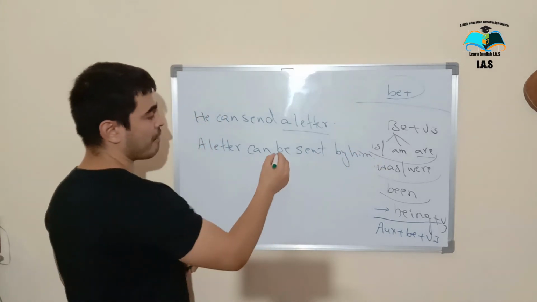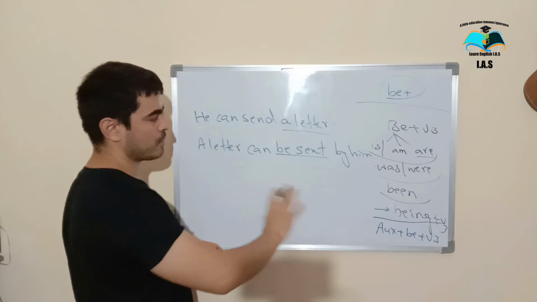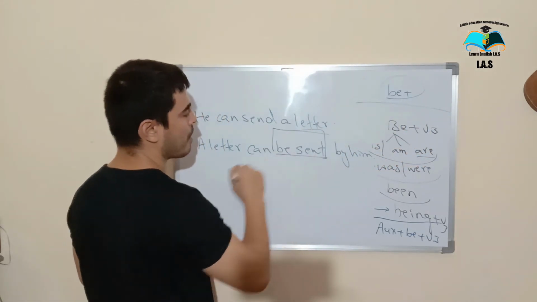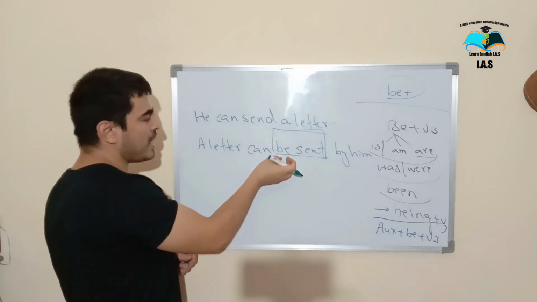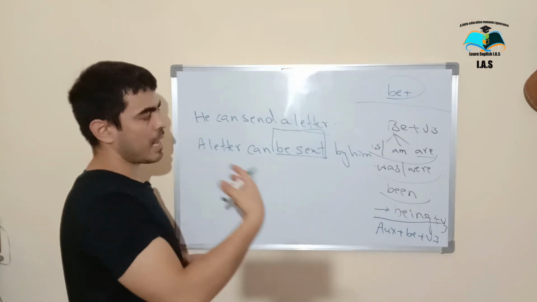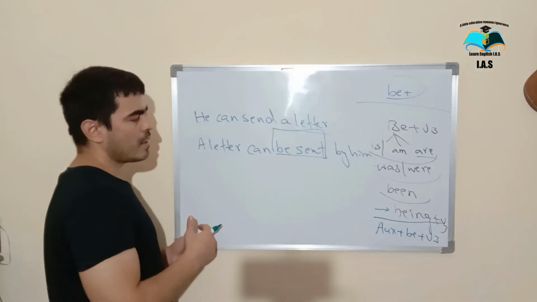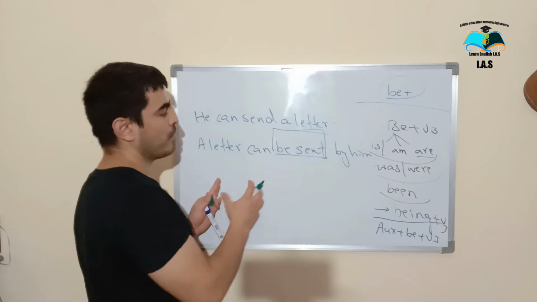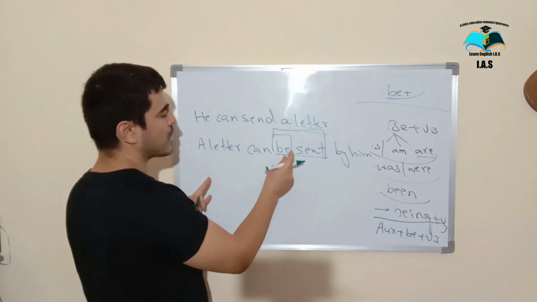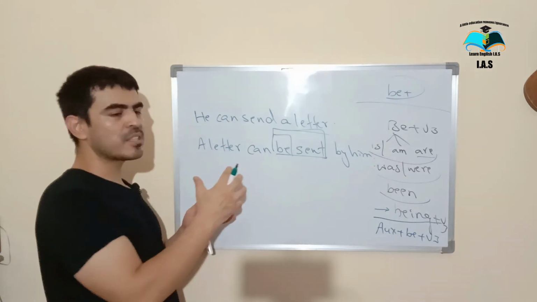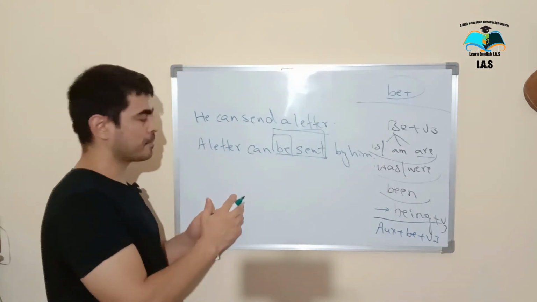Remember, we always have be plus verb 3, be plus verb 3. This is the structure of the passive. But be is always changing its form. Sometimes it is is, sometimes am, sometimes are, and sometimes was, were, been, being. So the form of be is modified by the tense.